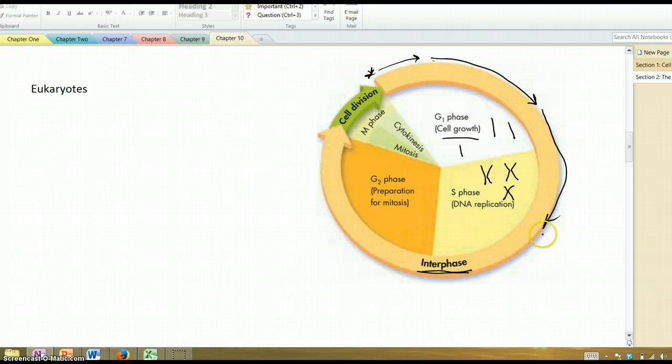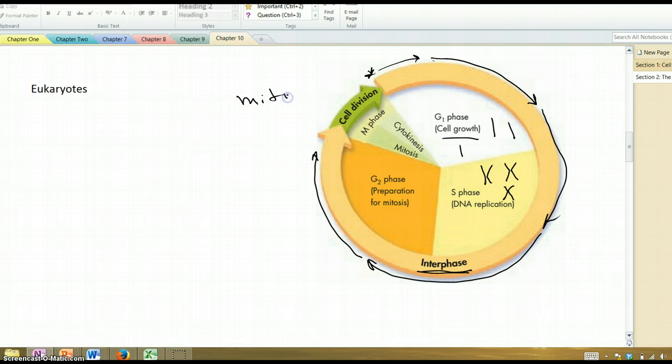Okay, so after we duplicate the DNA, those chromosomes, we enter the G2 phase. This is where the cell is preparing for mitosis. It will, if necessary, produce more organelles. It can duplicate things like mitochondria, for example, in preparation for that cell getting ready to divide. All right, so then after G1, S, and G2, this interphase, we then enter official cell division.